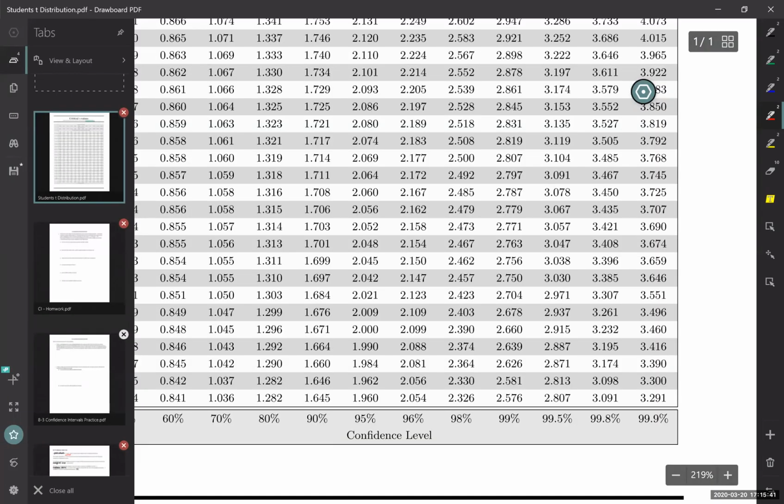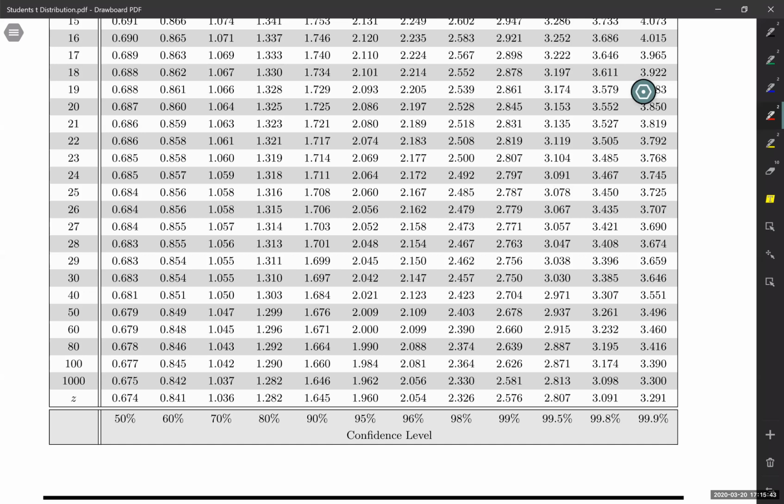As N gets larger, on the left-hand side, 50, 60, 80, 100, 1,000, look how close T and Z are. Now, look, they're the same there. They're 1 off, 2 off. So they get very close there as N is getting larger. So pretty soon we'll just be able to jump over to the Z chart.